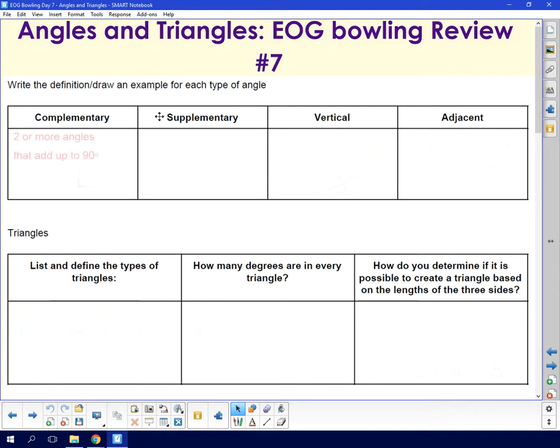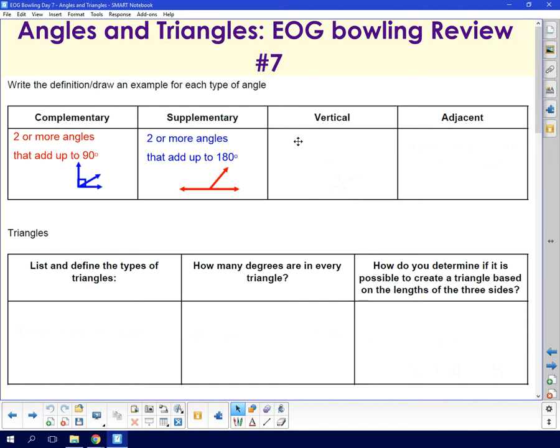Complementary angles are two or more angles that add up to 90 degrees. There's a lovely example there drawn for you. So complementary angles are two or more angles that add up to 90 degrees in total. We also talked about supplementary angles. Those are two or more angles that add up to 180 degrees. It might look more like this than like that, right? So we talked about complementary and supplementary angles. Complementary angles add up to 90. Supplementary angles add up to 180.